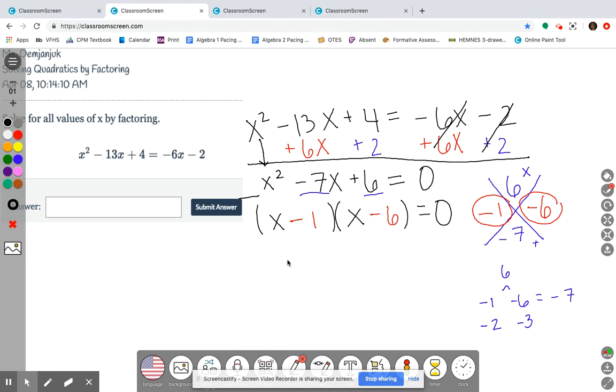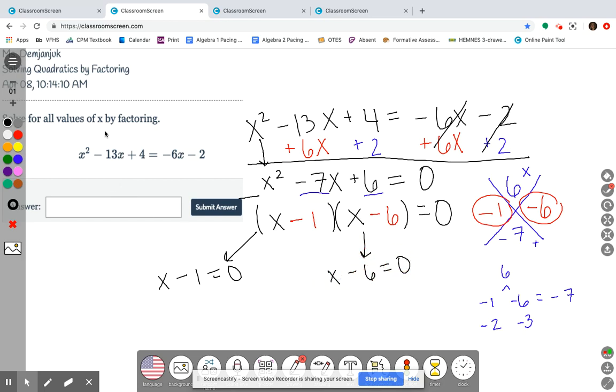And then we have one final step because we factored it so far, but we haven't solved for all values of x by factoring. So I need to use my zero product property. That tells me when two things are being multiplied and they equal 0 when we multiply them, then either this first piece has to equal 0 or this second piece has to equal 0. So I'm going to set both of them equal to 0. First parenthesis equal to 0, second parenthesis equal to 0.